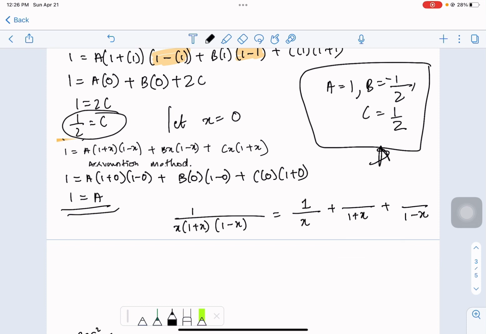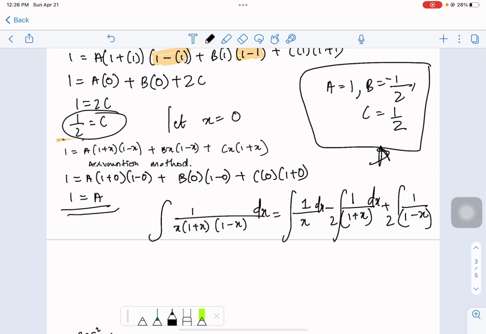So a is 1, b is negative half, so negative 1 half, and c is positive half, 1 over 2. So now you can integrate it individually. So 1 over x is log x, plus 1 over 2 will be there. 1 over x is again log of 1 plus x, plus 1 over 2.